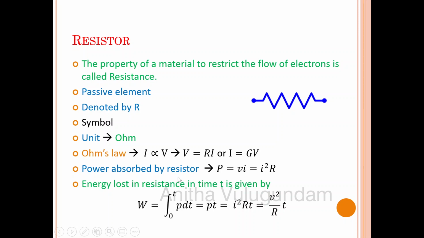Power absorbed by resistor is given by P equal to V into I. If you substitute V equal to IR, we can write P equal to I square R. Energy lost in resistance in time t is given by W equal to integral 0 to t p dt, that is equal to pt. By substituting P equal to I square R, we can write I square R into t. Alternatively, we can write V square by R into t.